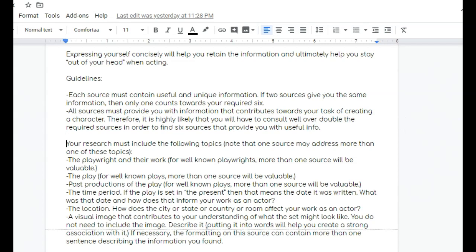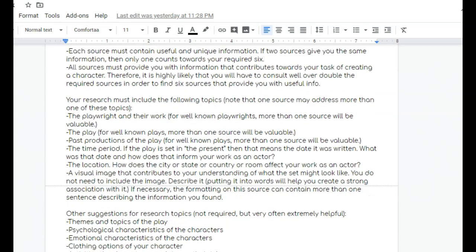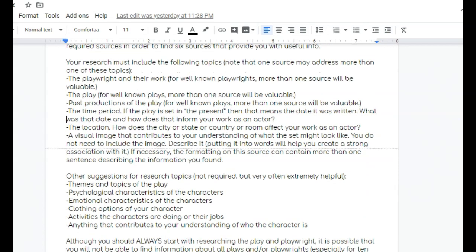Research should hit on the following topics.